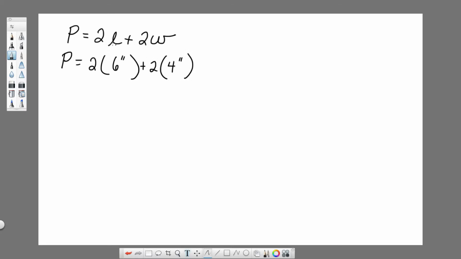Remember, in order of operations, we do the multiplication first. So 2 times 6 is 12 inches. 2 times 4 is 8 inches. When I add 12 inches and 8 inches, I get 20 inches.